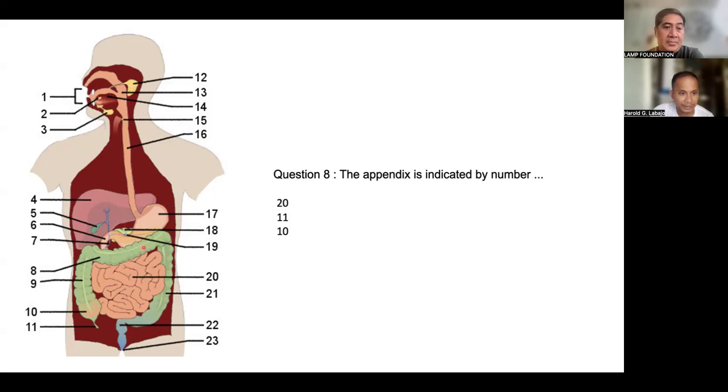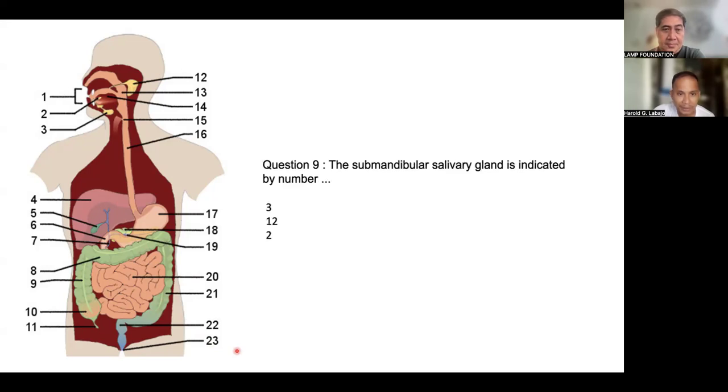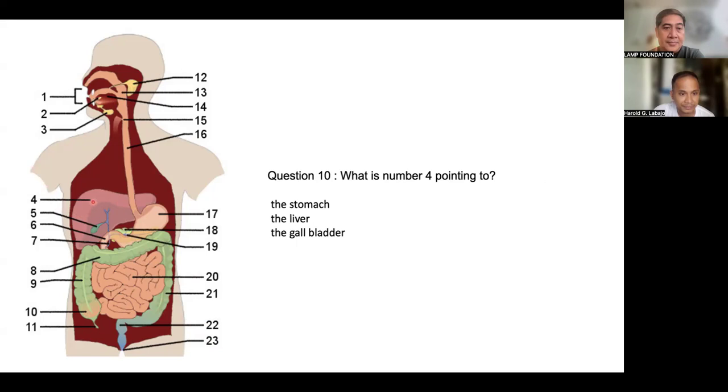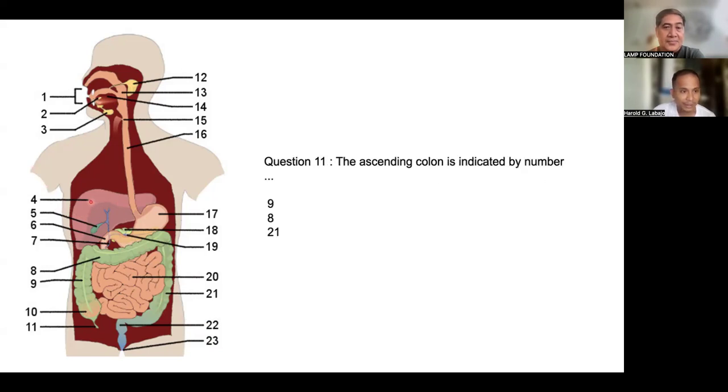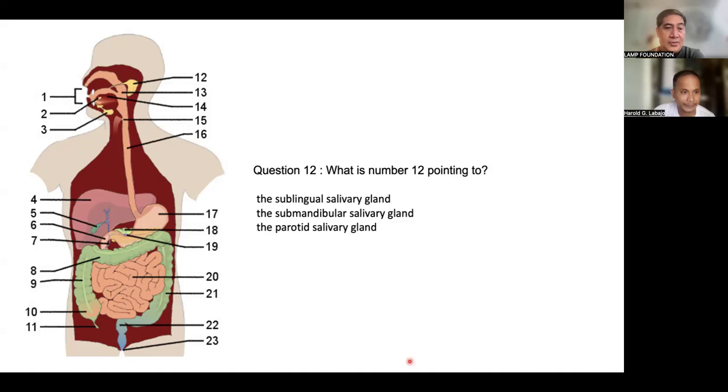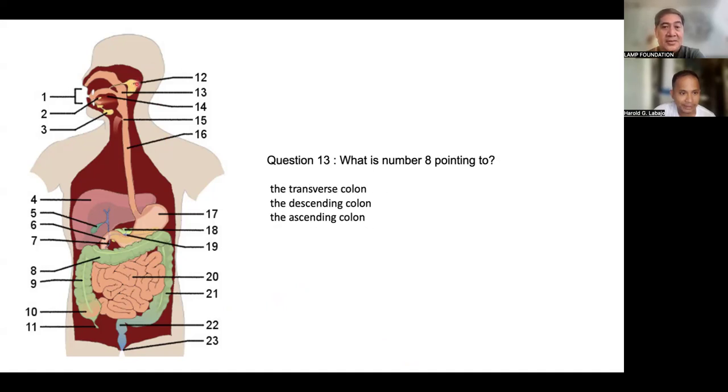The appendix is what number? The appendix, number 11. Submandibular salivary gland is indicated by what number? Number 3. What is number 4? Number 4, liver. Ascending colon is what number? The ascending colon, number 9. What is number 12? Number 12, the parotid salivary gland.